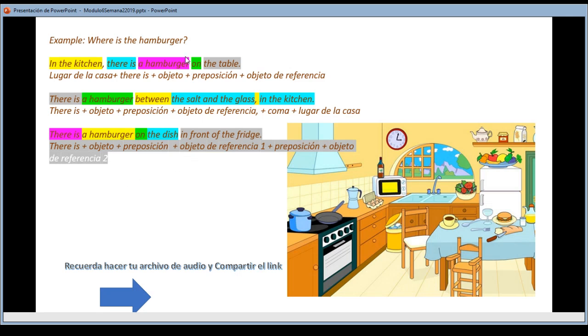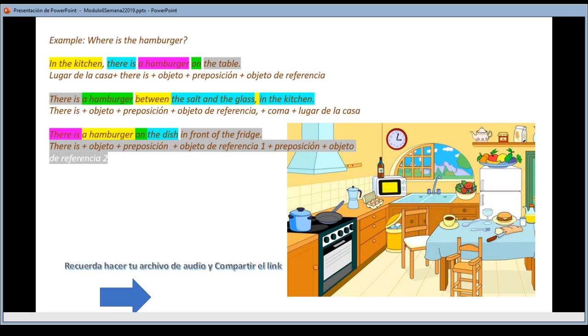So, as you can see, in these 3 examples, I am answering where the hamburger is. So, don't describe 3 different objects. It is the same object in relation to different objects in 3 different ways.